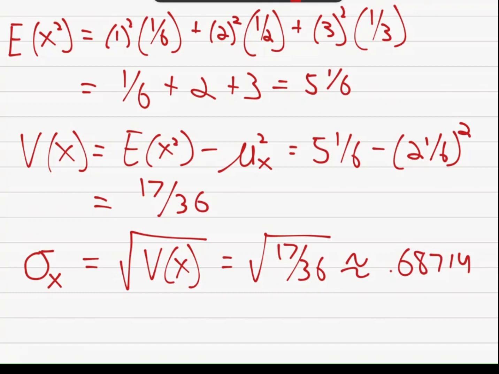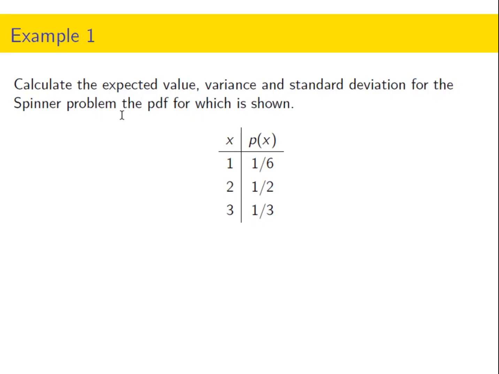Okay, so that's what we mean when we say let's calculate the mean and the standard deviation. Right, so the average is 2 1/6, and the standard deviation is about 2/3, right? That decimal was 0.687, so about 2/3 is the standard deviation.